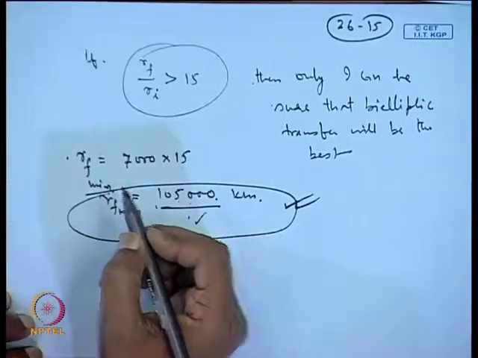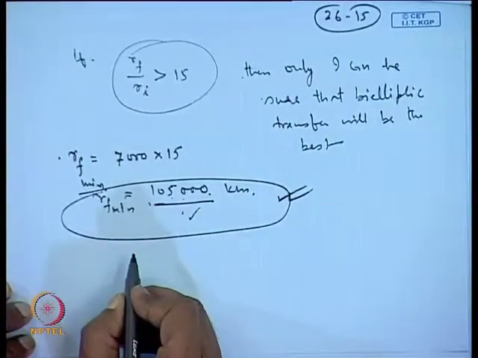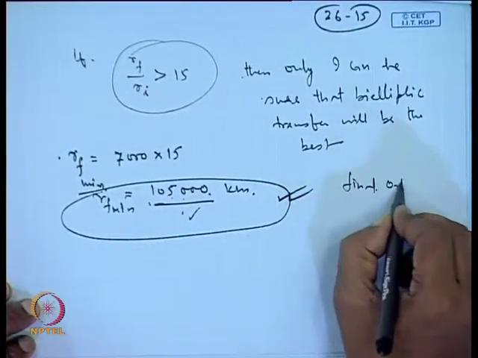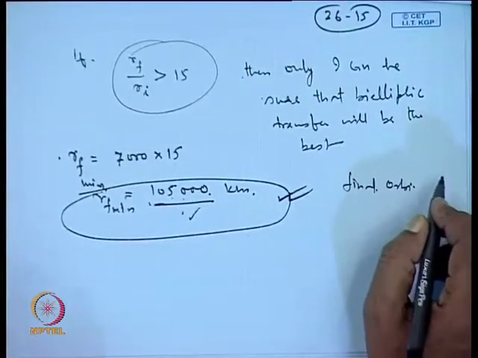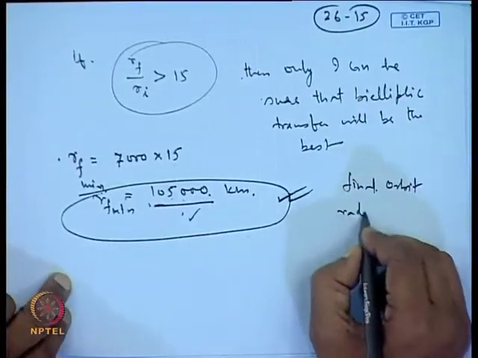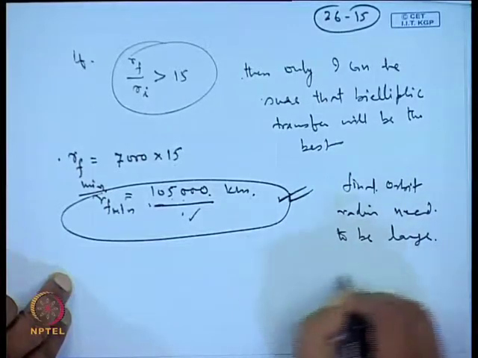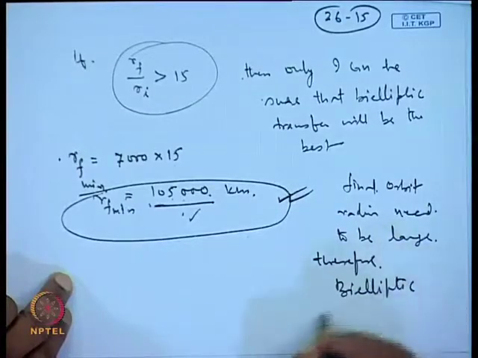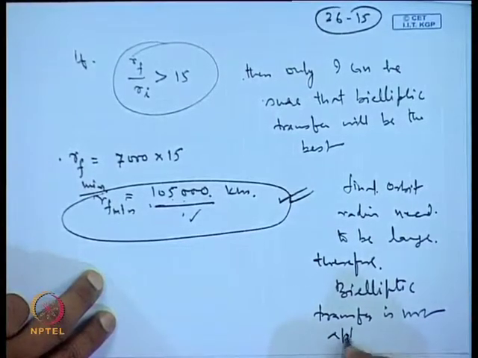So, here in this case you have the final orbit. So, the final orbit radius needs to be large, therefore, otherwise the bielliptic transfer is not applicable.